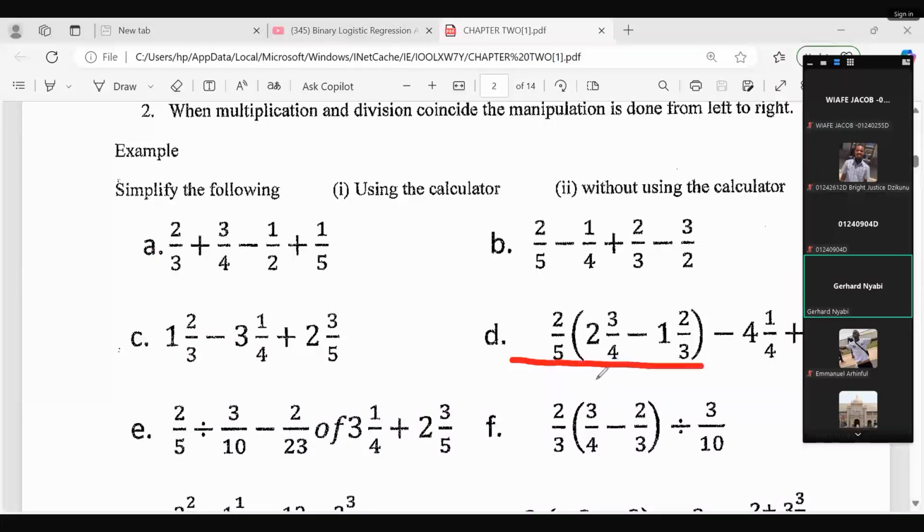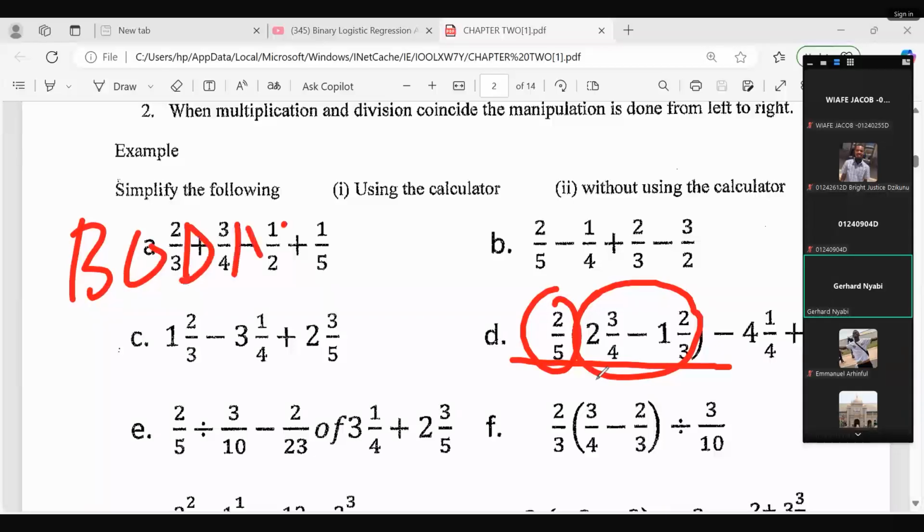Look at this one. The one in the bracket is this one. You do this one first. Once you do, you do the of bracket before any other multiplication, addition. That's BODMAS, okay? You do the bracket, of, division, multiplication, addition, and subtraction. So please practice all this. They are in your book. Practice them.